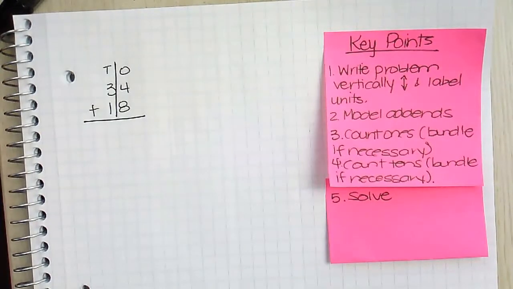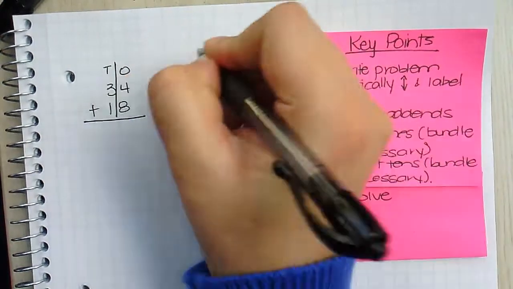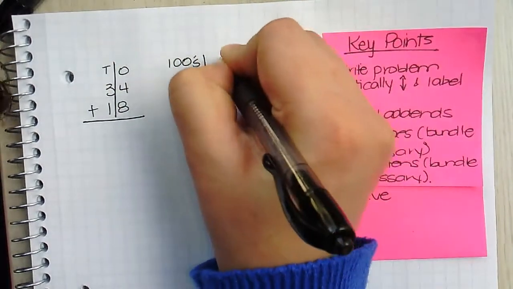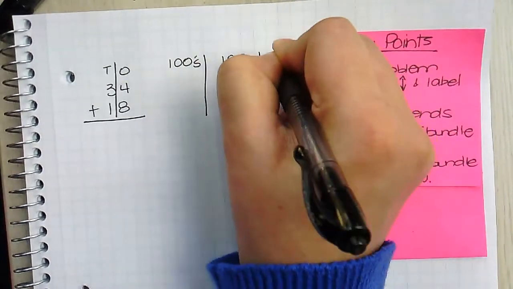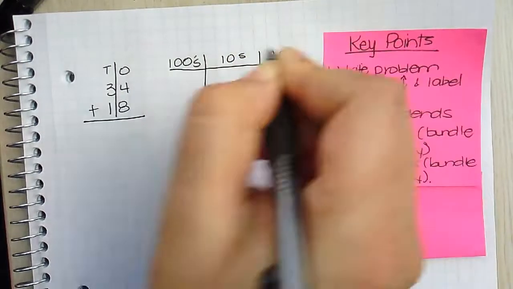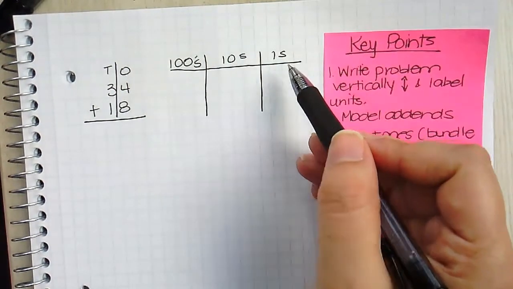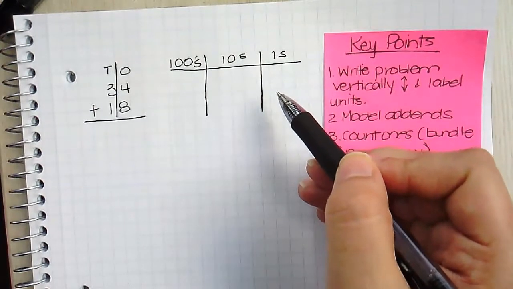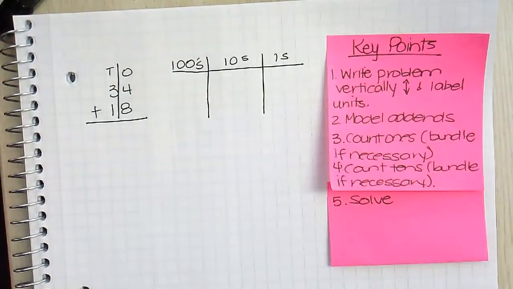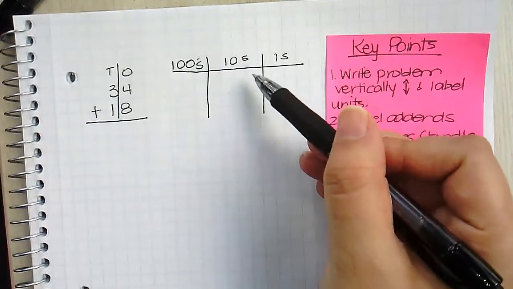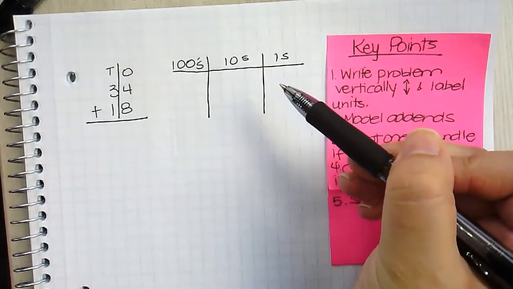Now we're going to model it by drawing on the place value chart. So, remember, I'm going to write hundreds, tens, and ones. This means that we don't have to label each disc, because a disc in the ones place is a 1, and a disc in the tens place is a 10. The place value tells us the value, or how much the disc is worth.